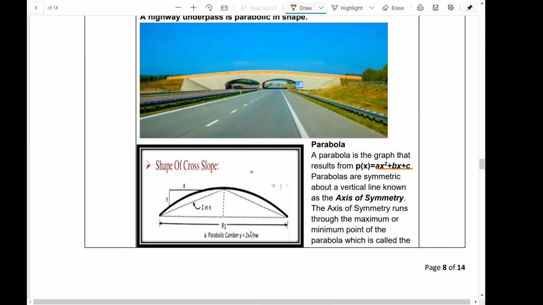Parabolas are symmetric about a vertical line. So this is the vertical line. It's symmetric about the vertical line, which is known as the axis of symmetry. The axis of symmetry runs through the maximum or minimum point. So this is the maximum and this is the minimum point.